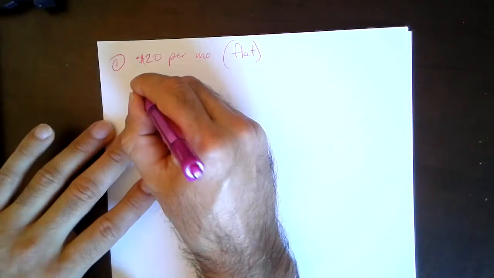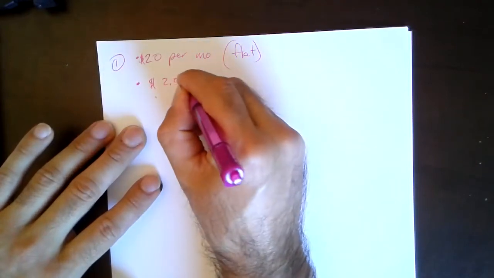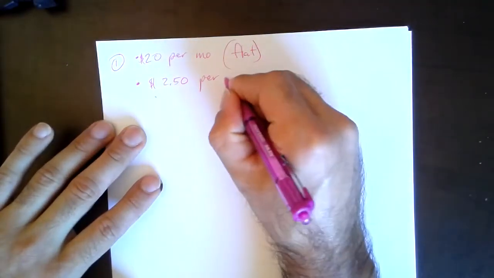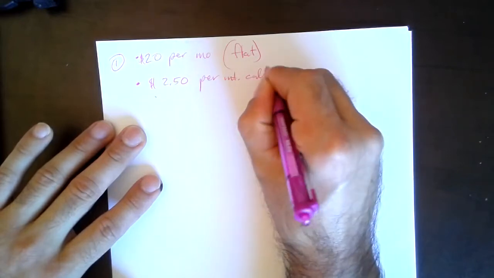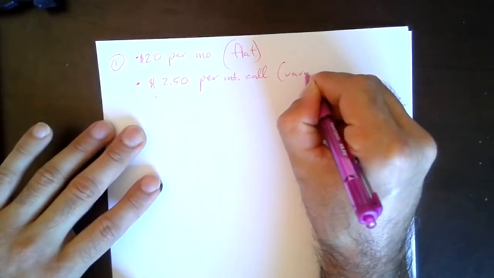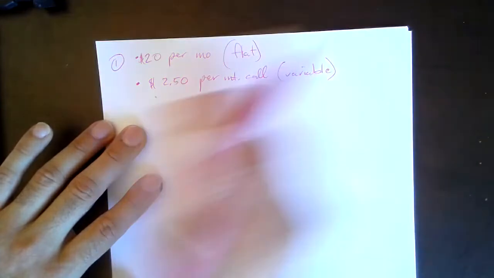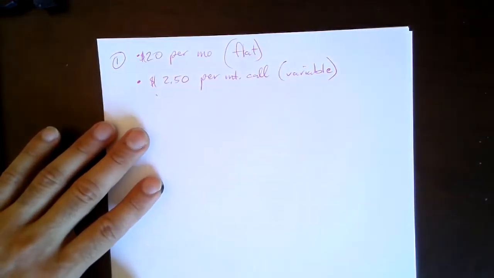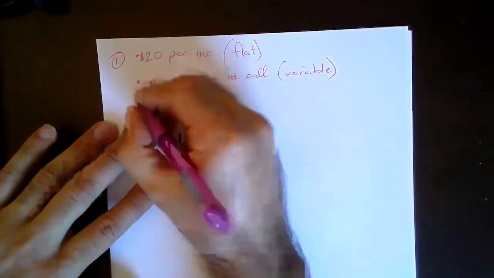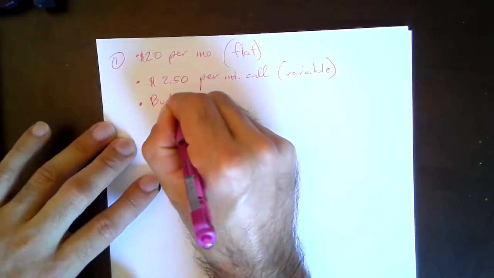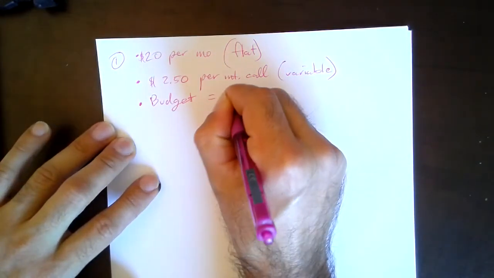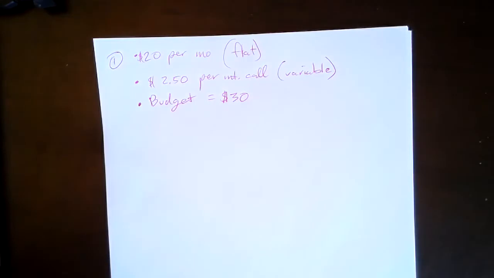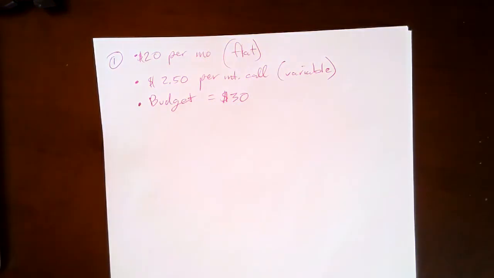Let's see, another bullet point. You have $2.50 per international call. This is a variable, right? Because it depends on who you call, how long you talk, all that stuff. Now, our budget equals $30. Okay. So we need to write an inequality for how many international calls you can make.